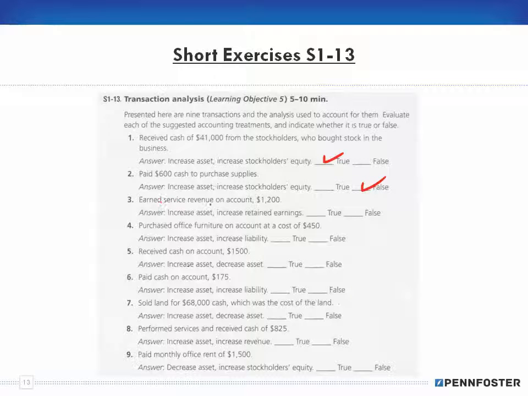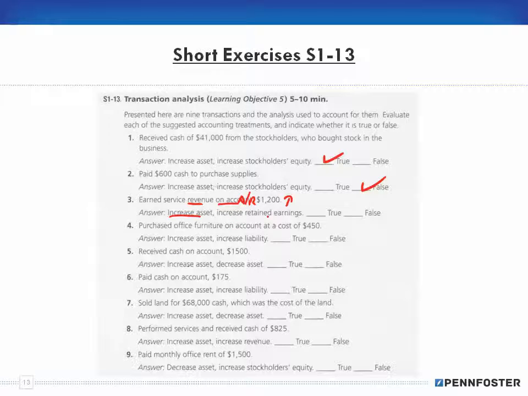Okay, 3. Earned service revenue on account. I'm earning service revenue on account. So I'm increasing an asset and increasing retained earnings. Okay, so on account, ask myself the question first. Am I affecting cash? No. If I'm not affecting cash, am I affecting accounts receivable or accounts payable? Yes. And since I'm working with revenue, that's an accounts receivable. So my accounts receivable is increasing to $1,200. So I'm increasing the asset.